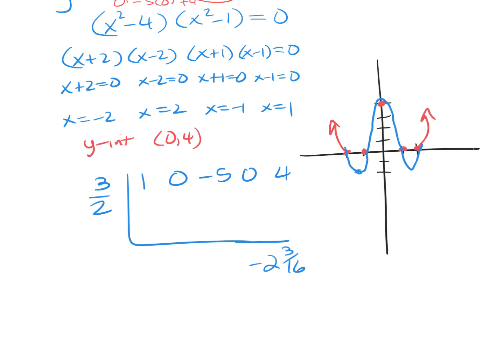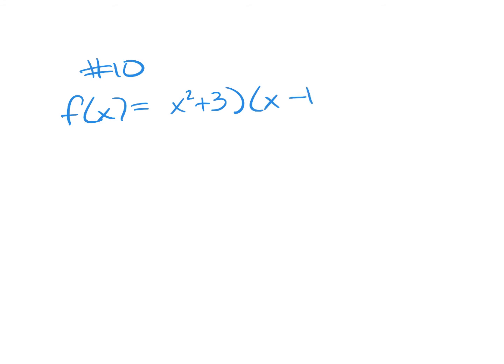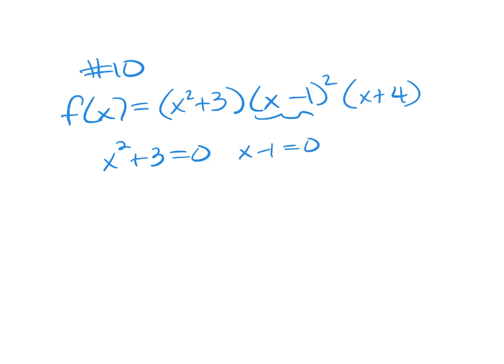So for example, this is number 10 in the notes, and it had f of x is equal to x squared plus 3 times x minus 1 squared times x plus 4. When it's already given to you in factored form, all you're going to do is take your factors and set them equal to 0. Now notice this one is twice. So x minus 1 equals 0, x minus 1 equals 0, and then x plus 4 equals 0.